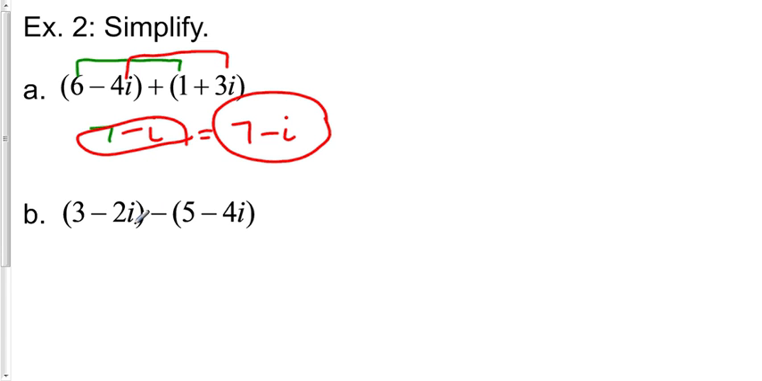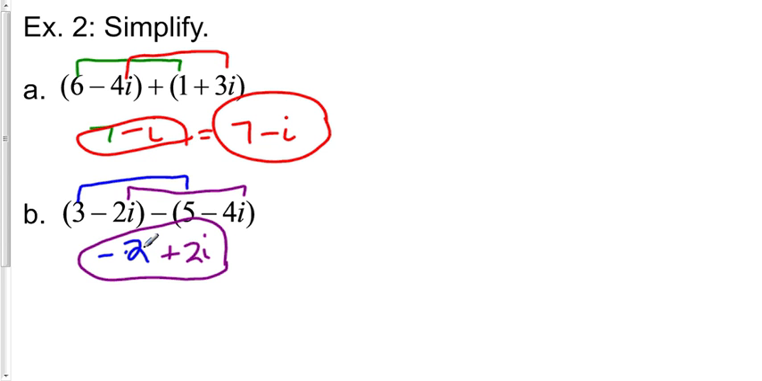Okay, now part B, we're subtracting, so we have to keep that straight. Again, you only want to subtract or add the parts that go together. In other words, it's kind of like adding or subtracting like terms here. So we're going to take 3 minus 5. Those are the real parts. 3 minus 5 is negative 2. And then I have negative 2i minus negative 4i. There's a double negative, so it's really like negative 2 plus 4, and we get positive 2i for negative 2i minus negative 4i. And again, that's your answer.